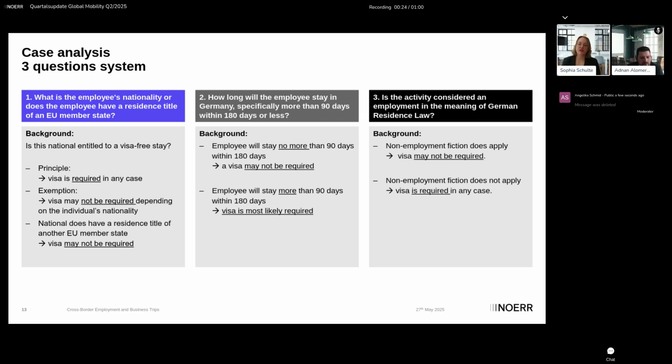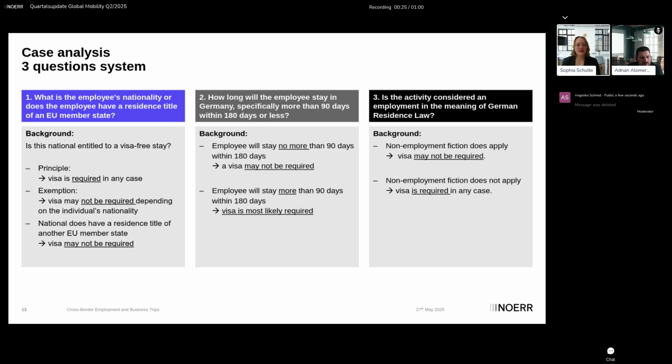As Adnan already said, in principle, every third-country national needs a visa to enter Germany or any other EU member state, but there are exemptions depending on the nationality. There's a very comprehensive list of the nationalities who are exempt from this visa requirement and who are not, which can be found on the websites of the German authorities. It's a very long list, so we did not include that in here.